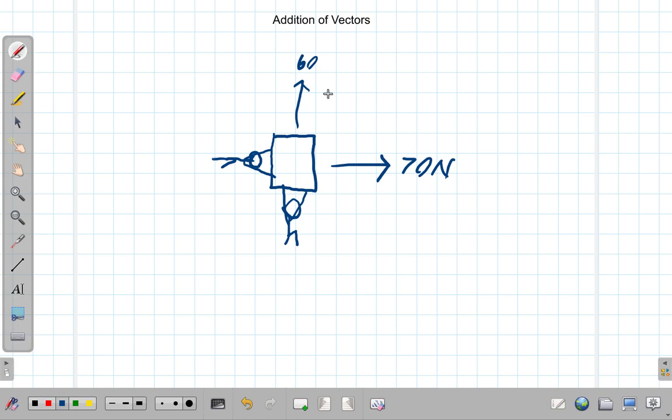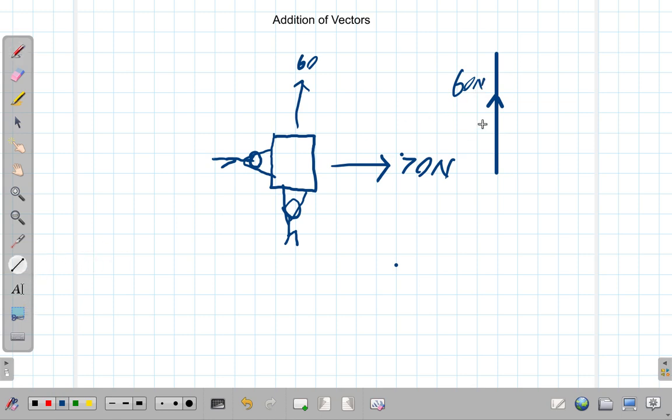Well, you can't just add them directly like how you add numbers. Now this is what you have to do. You take the 60 newtons. Let me transfer it over here. This is the 60 newtons. Let me use 1 centimeter to represent 10 units. So that 6 centimeters would be 60. 6 times 10, 60 newtons. Alright? So this is our 60 newtons.